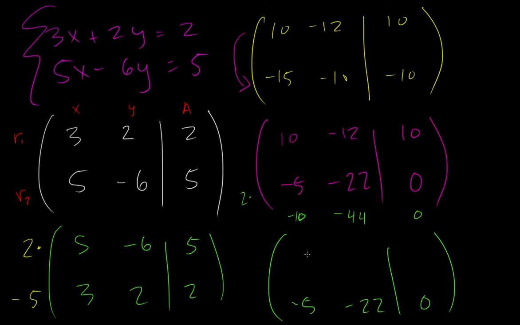And then I add it to the top. So 40, 56, 10. So once again, I didn't really multiply the bottom, I just found the second multiple of it, and added it to the top.